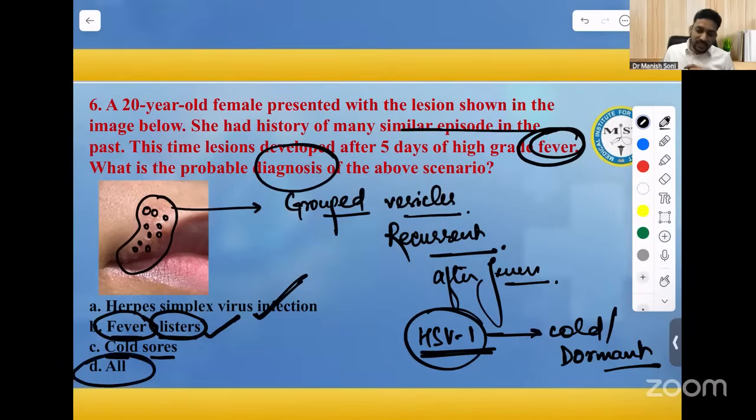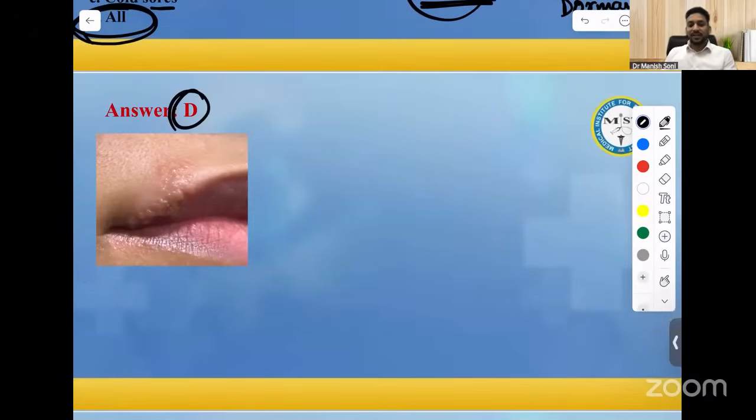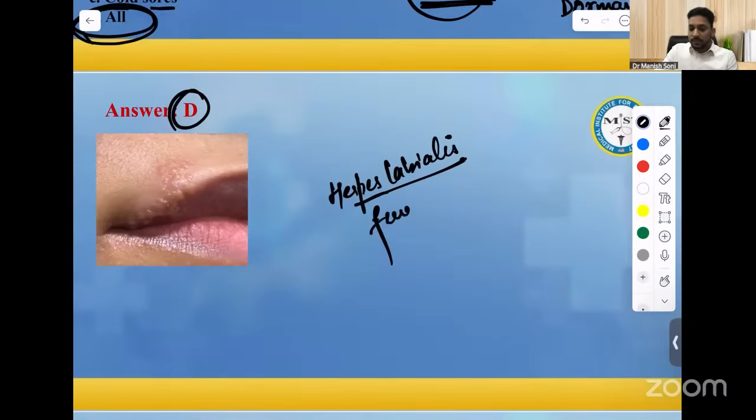So answer is all. Okay, so this was a trick question. Most of the students must have seen the image and they must have marked A as the answer because it is herpes simplex virus. Very easy. Herpes labialis, all of you know. But remember that recurrent herpes labialis, that is recurrent infection of HSV1, is also known as fever blisters or cold sores. I told you the reason why, because it occurs after fever and the virus is lying cold in the nerves, that is dormant, and that's why answer is all.